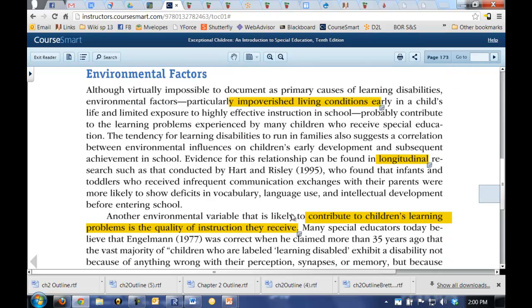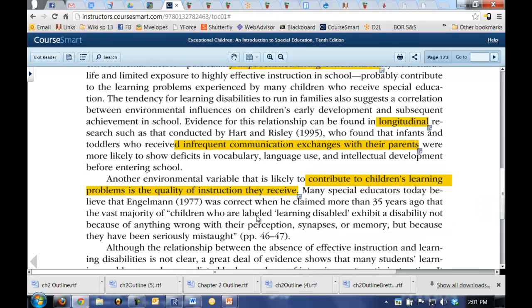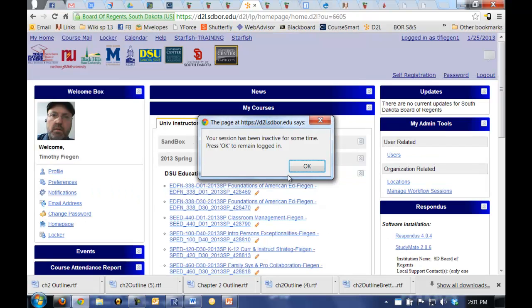Evidence for this relationship can be found in longitudinal studies, meaning over a long period of time. Research such as that conducted by Hart and Risley found that infants and toddlers who received infrequent communication exchanges with their parents were more likely to show deficits in vocabulary, language use, and intellectual development. So that is the basis also. That's the basis for reading to the babies.